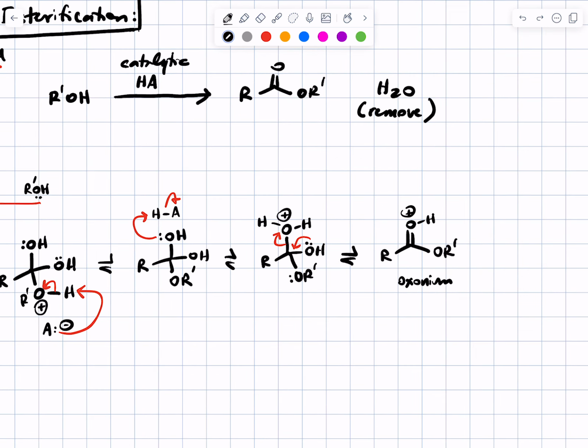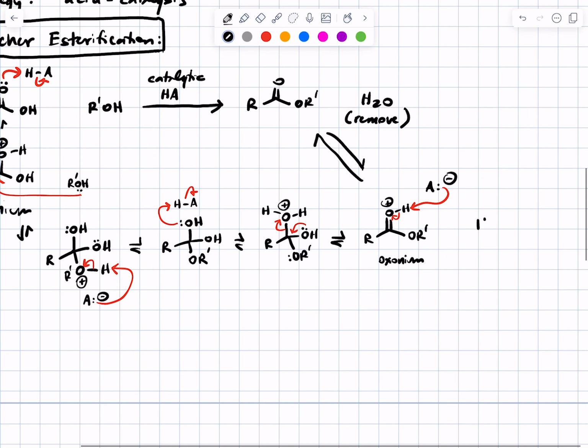And then lastly, we will restore our acid catalyst by using the conjugate base of our acid to deprotonate the carbonyl oxygen, and that gets us there. I should point out that this is the stage at which water leaves, and that's where you need to remove water. That will drive the equilibrium forward to forming the ester.